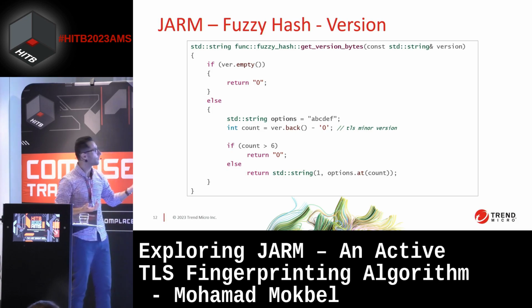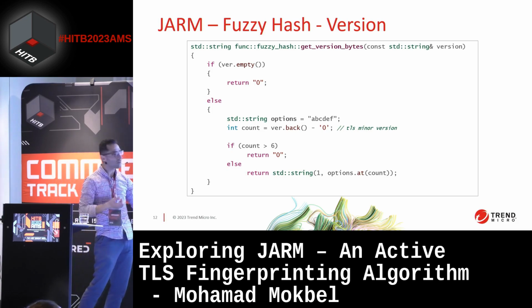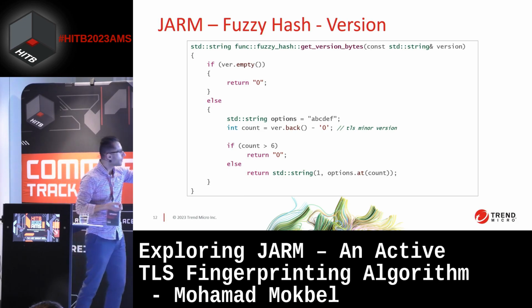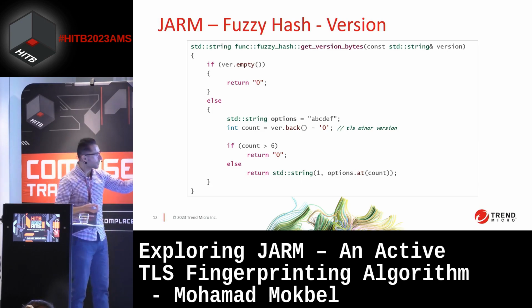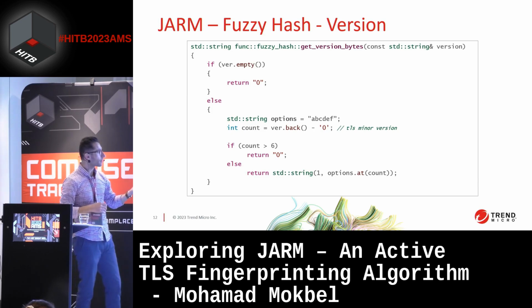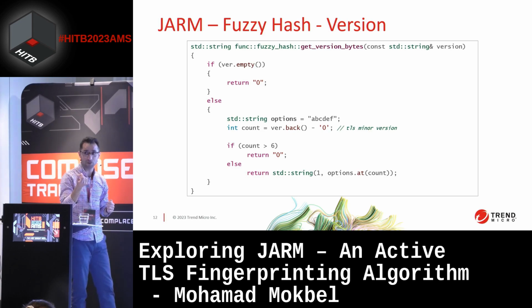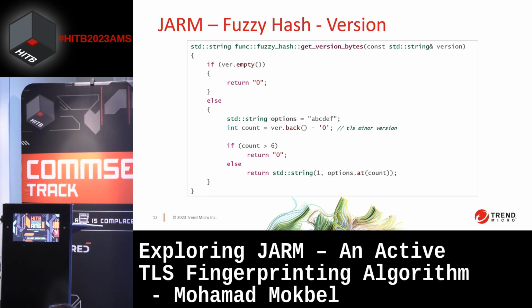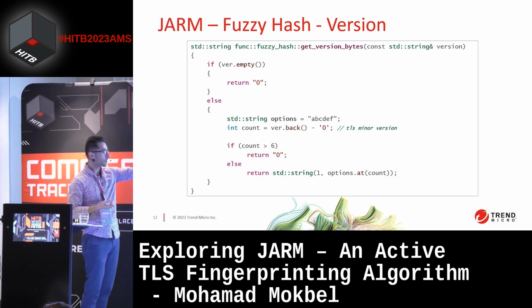The author chose to encode them via this list of options, A, B, C, D, E, F. He could have chosen any other characters, but this makes sense since they are all hex. And then the count variable is just getting the integer representation of the TLS minor version. This is just language-specific nuance. Here it's saying if the count is greater than 6, return 0. You'll see later why. Then you check for that value, 0.3 in this case, the minor version is 0.3, right? That's the index. Where would that fall? 0, 1, 2, 3. So that would be D. You pick D out of it. You're just encoding the TLS minor version off of this list. That's all there is to it.